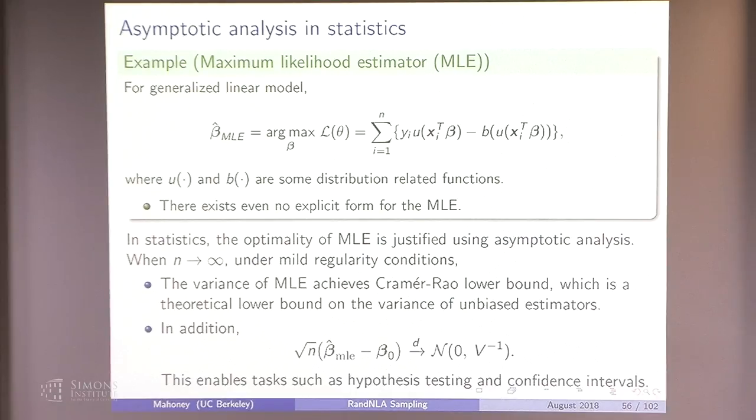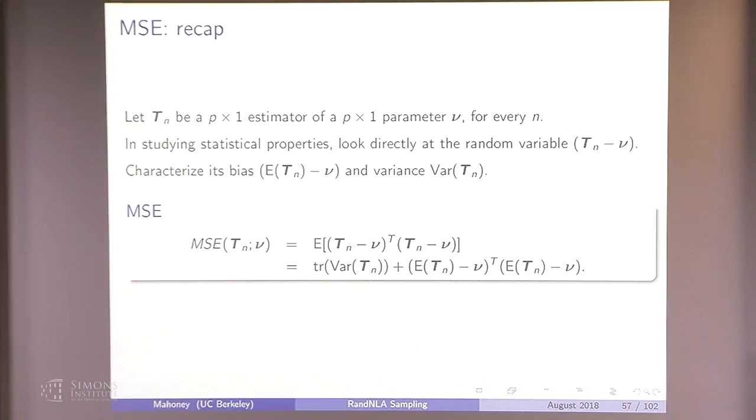An example of asymptotic analysis is a maximum likelihood estimator. There's no explicit form here, and so you may take an asymptotic limit and ask about the asymptotic MSE, for example. This is just a way to write mean squared error, which is bias plus variance. You have T be an estimator, and for a parameter vector nu, this is the way to write down an MSE. Either you've seen it or you haven't, but don't parse all the letters.